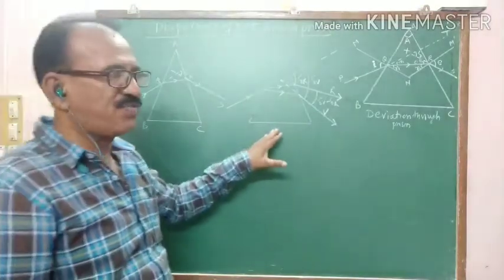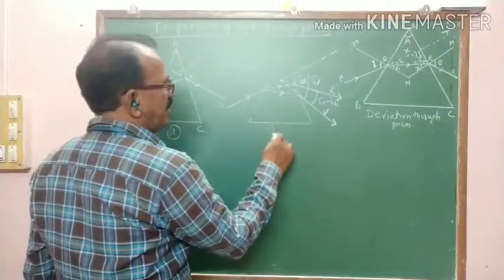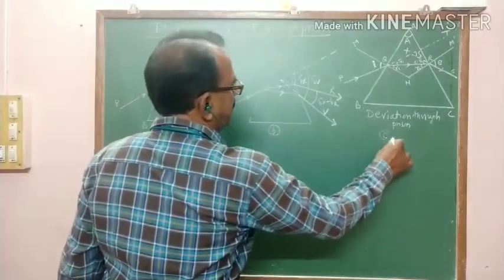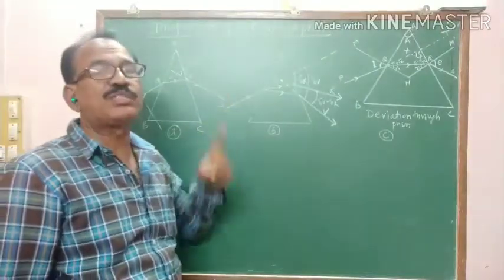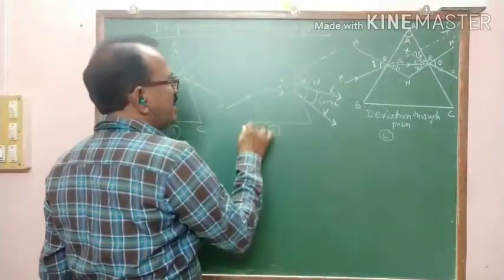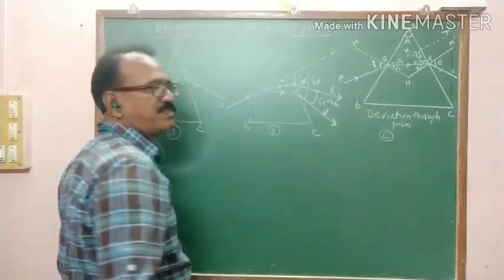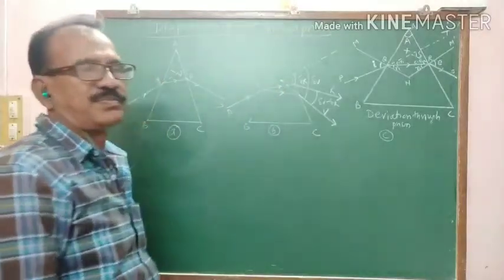Now in the second figure, we call this figure A, this is figure B, and here is figure C. Now in figure B, I have introduced the white light. Here again ABC is the principal section. Here PQ is the incident light.